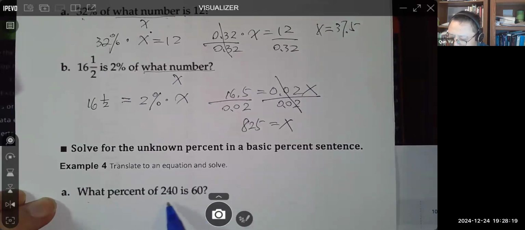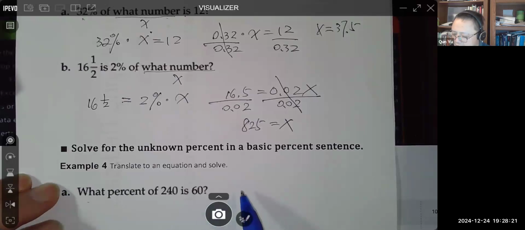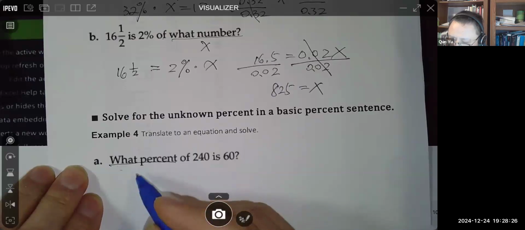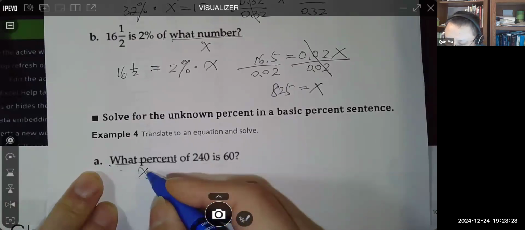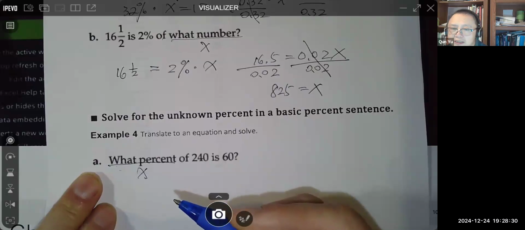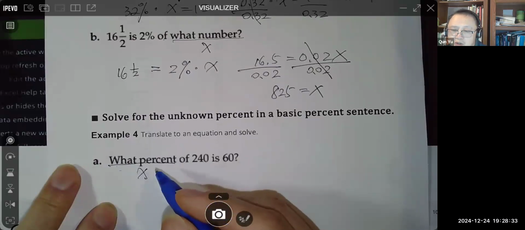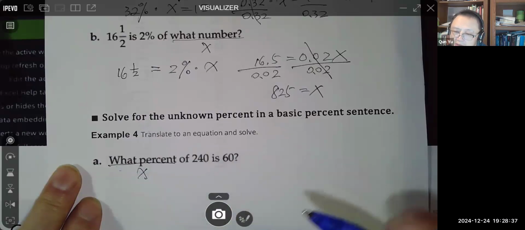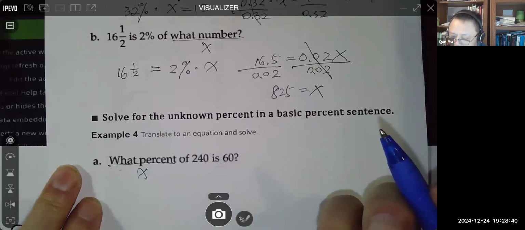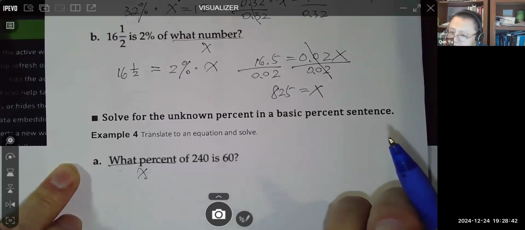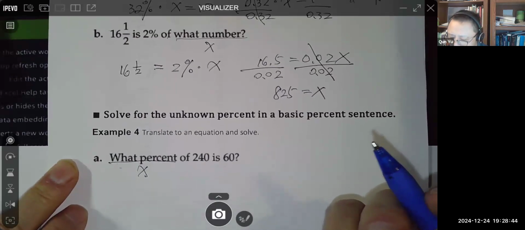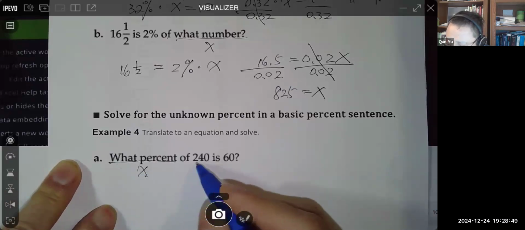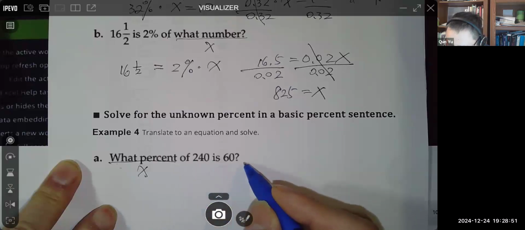What percent of 240 is 60? Again, for us, it's just unknown, no difference. Whatever we're looking for is just unknown, this X. You don't need to write X percent with the percentage symbol in it because X is a variable. A variable can represent any unknown, can represent a decimal, a fraction, a negative number, a percent, any number. So the percentage symbol is built in. So X percent of 240 is 60.